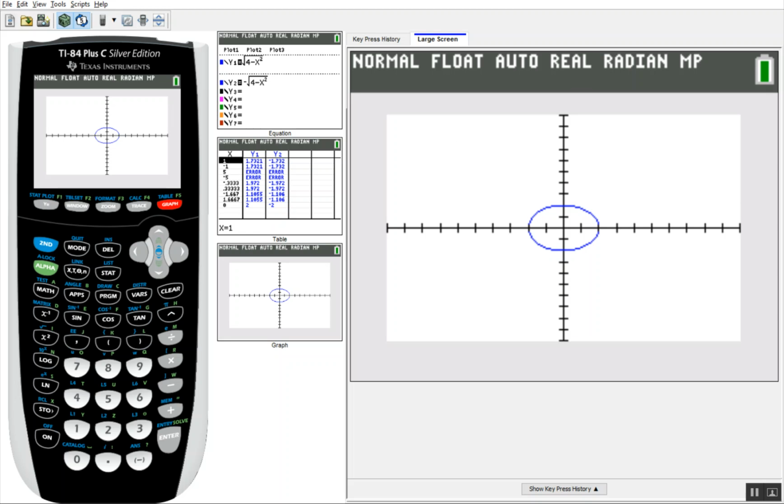Alright, well that's everything for this video. So our next video is going to be about using the table function, which is one of the things I think the TI-83 and 84s do the best, that the Nspires don't do very well. So we'll see how that works.